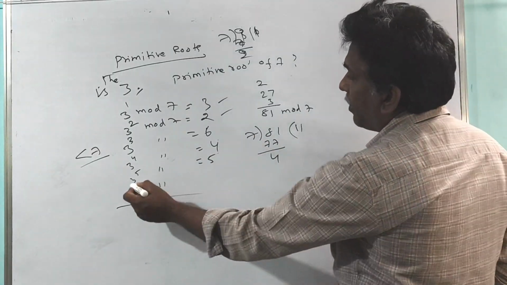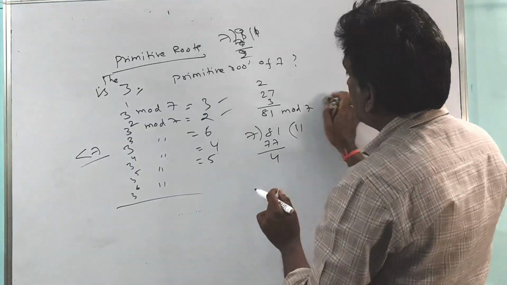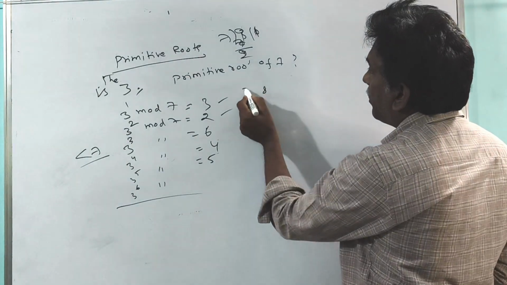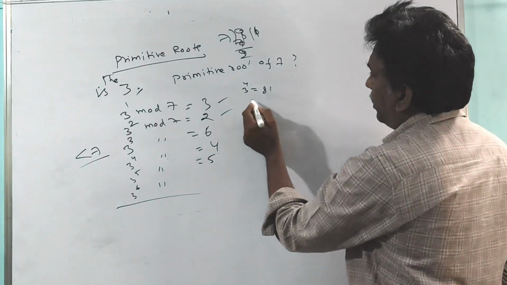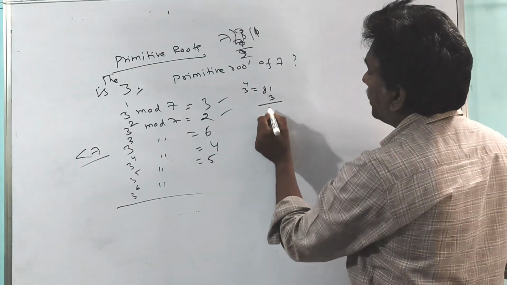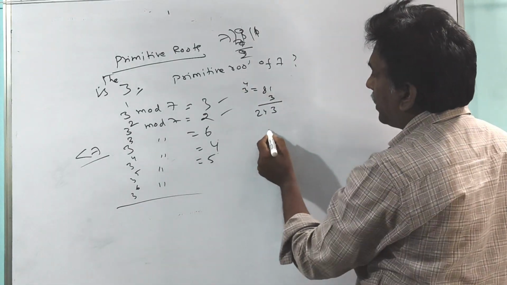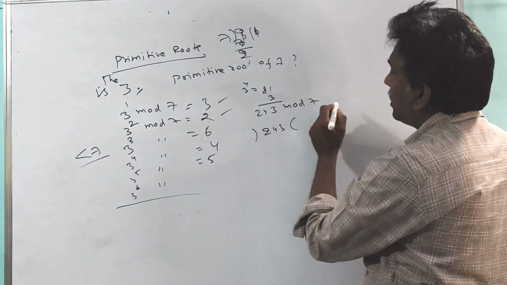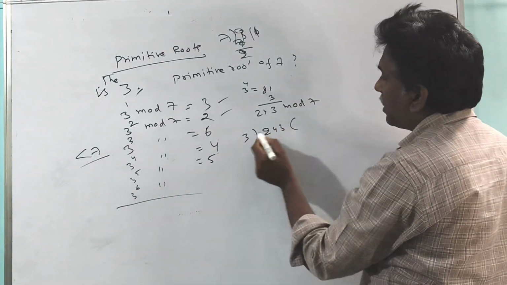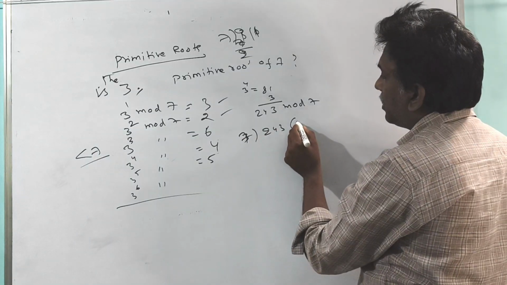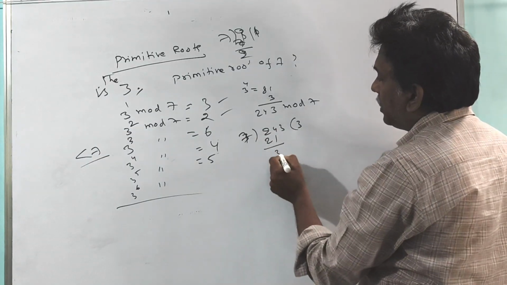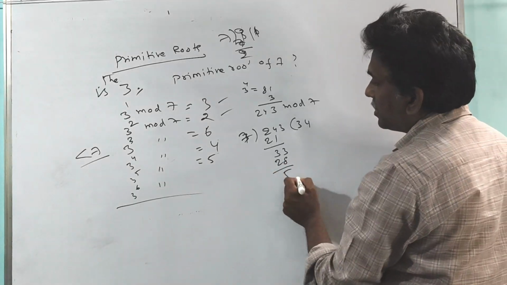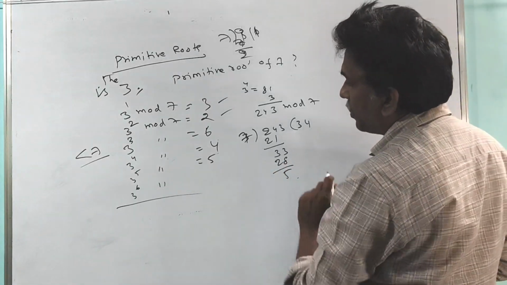Okay. And 3 power 5 mod 7. 3 power 5 means 3 power 4, which is 81, into 3. 3, 8 into 4, 243. So 243 mod 7 means you need to divide by 7. So 7 3s are 21, 7 4s are 28. This answer is 5. So this is okay.